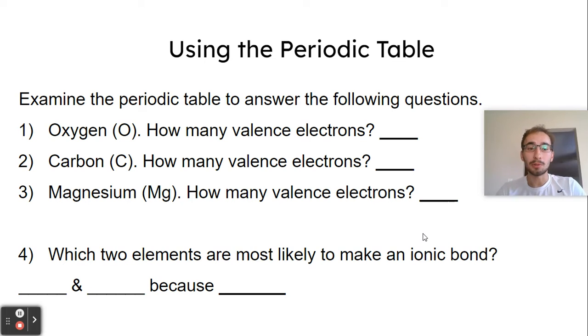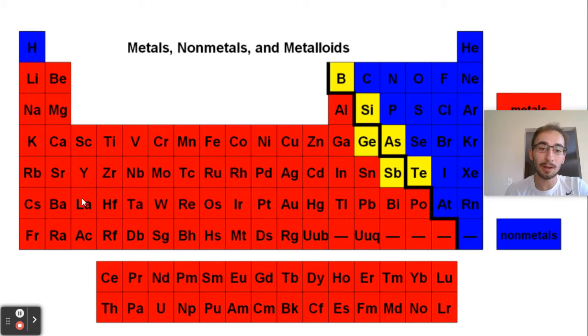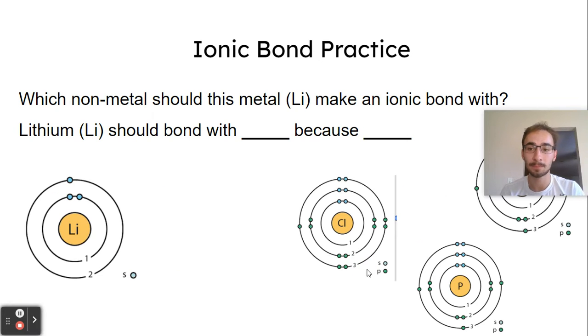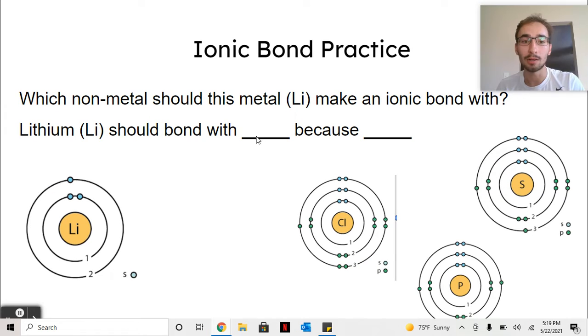Okay, so here's some review. You should be comfortable using the periodic table and figure out how many valence electrons each element here has, and then predict which ones will make an ionic bond. And then I have some review. Which of these nonmetals will lithium want to make an ionic bond with? And then tell me how you figured it out in the second blank.